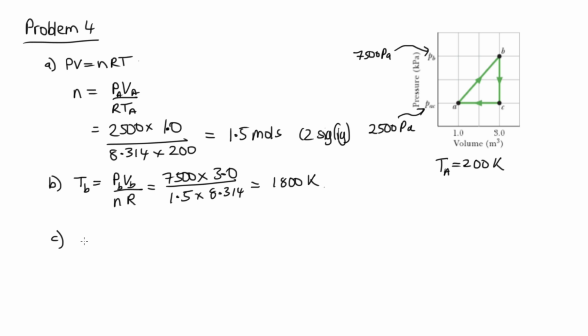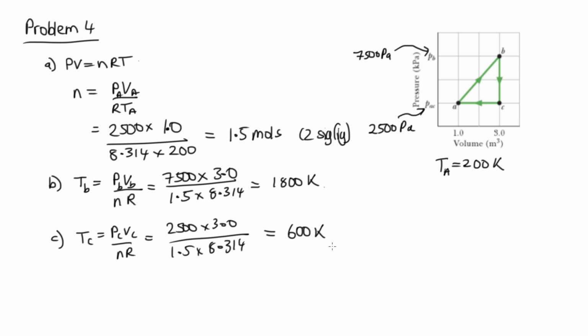In part C, I'm then asked, well, what is the temperature of the gas at point C? So TC is equal to PC VC over nR. The pressure at C is the same as at A, it's 2,500 times 3 over n, which is 1.5 times 8.314. A faster way to do this one is to realize that these two are the same, apart from we've gone from 7,500 to 2,500. So because the pressure is a third of the pressure at B and everything else is the same, our answer is also going to be a third, but we could have just put that into the calculator. So it's 600 kelvins at C.